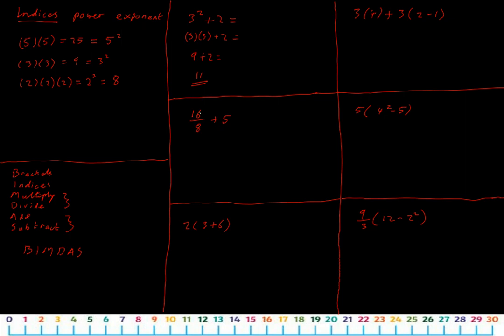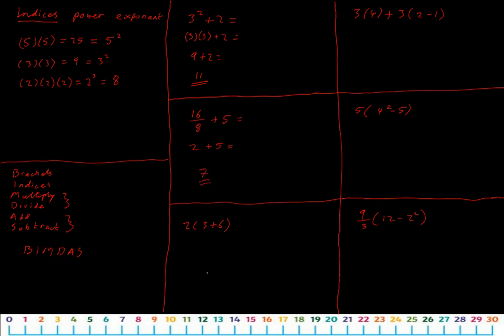Next sum, I have 16 divided by 8 plus 5. Again, what's my order? Well, I use Bimdas. Do I have brackets? No. Do I have indices? No. Do I have multiply? No. Do I have divide? I do. So I'm going to do that first. So I'm going to look at my division and I say, how many times does 8 divide into 16? It divides in twice. And I still have my plus 5. I haven't done anything with it, so it stays along. Now I'm just left with addition. And now I'm able to do that. 2 plus 5 is 7.